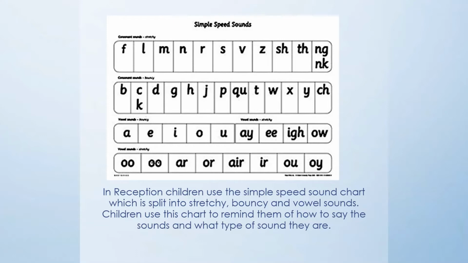So this first one is the sound, and I can stretch that sound for however long I can hold my breath. Whereas underneath it we have the bouncy sounds. The first sound here is the b, b, b, b, b. It bounces along as we say it. We remind children of a bouncy ball. When we say these letters, we bounce them.